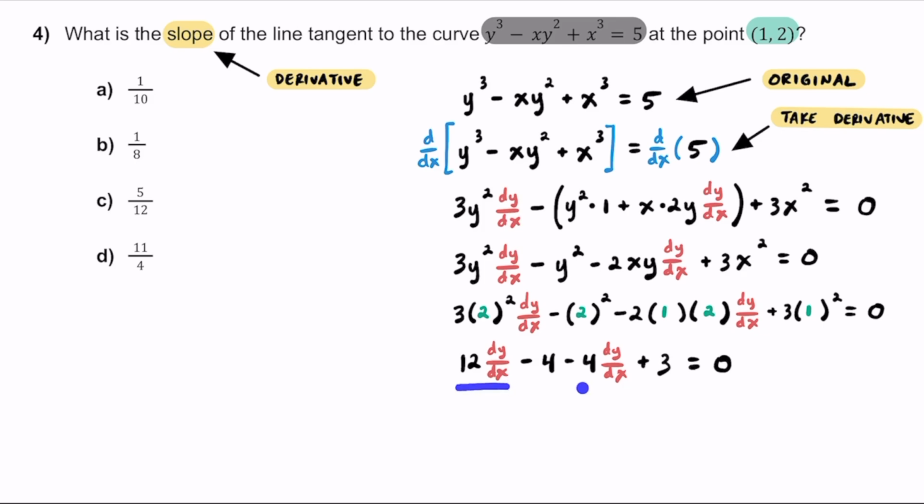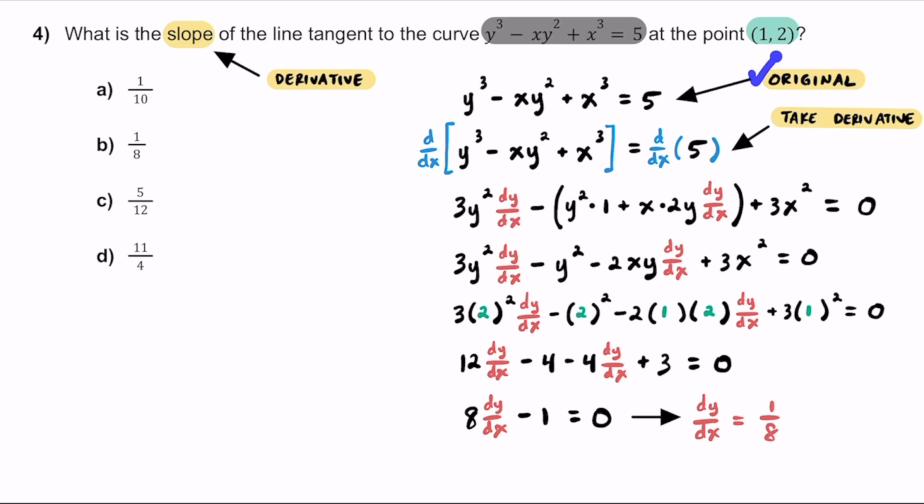12 dy/dx minus 4 dy/dx is going to be 8 dy/dx. Let's combine those like terms. And then if we combine this minus 4 and plus 3, that's going to be minus 1, and that's equal to 0. Finally, if you add 1 to both sides and then divide both sides by 8, we can say that dy/dx is going to be equal to 1/8.